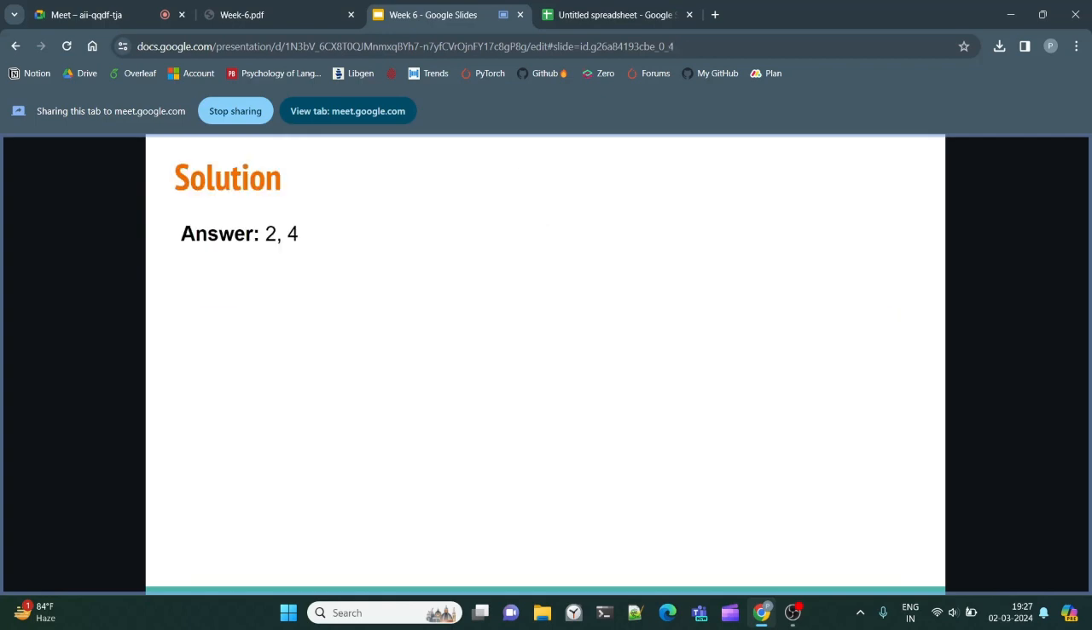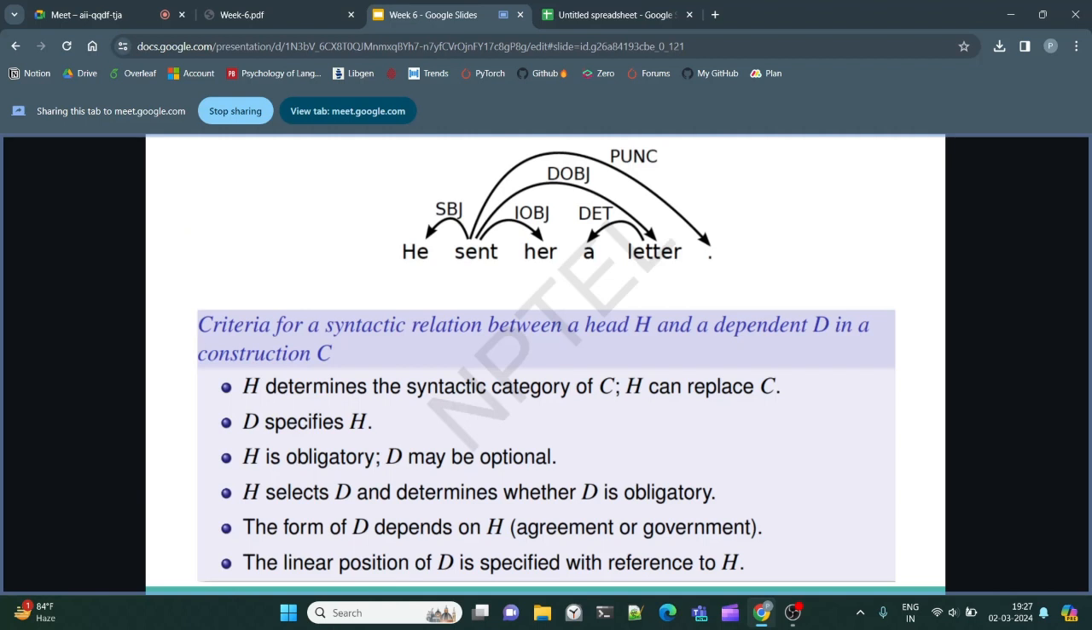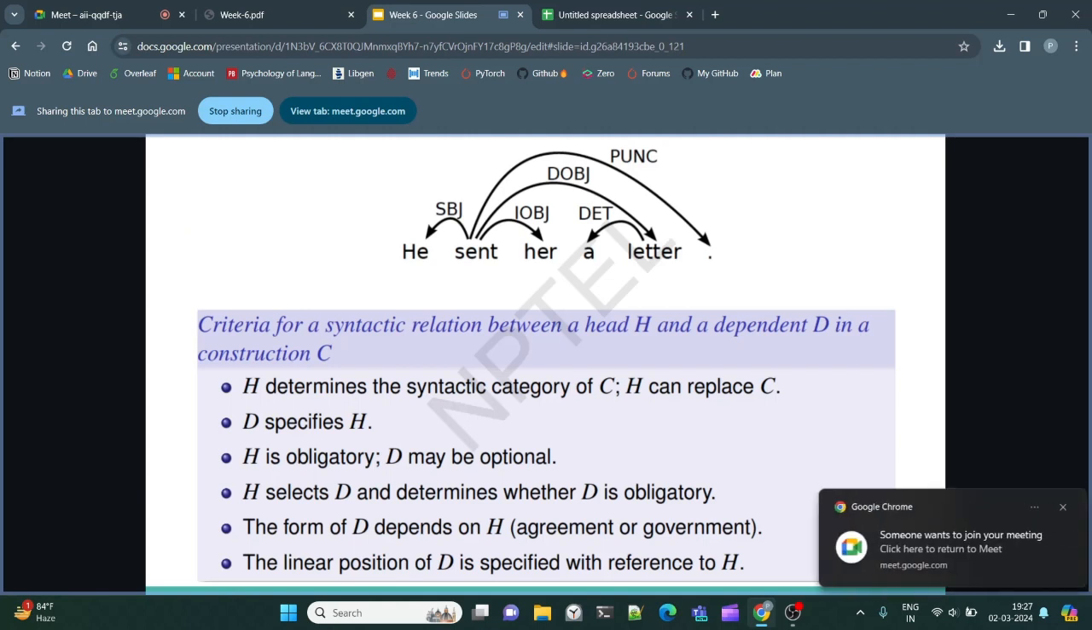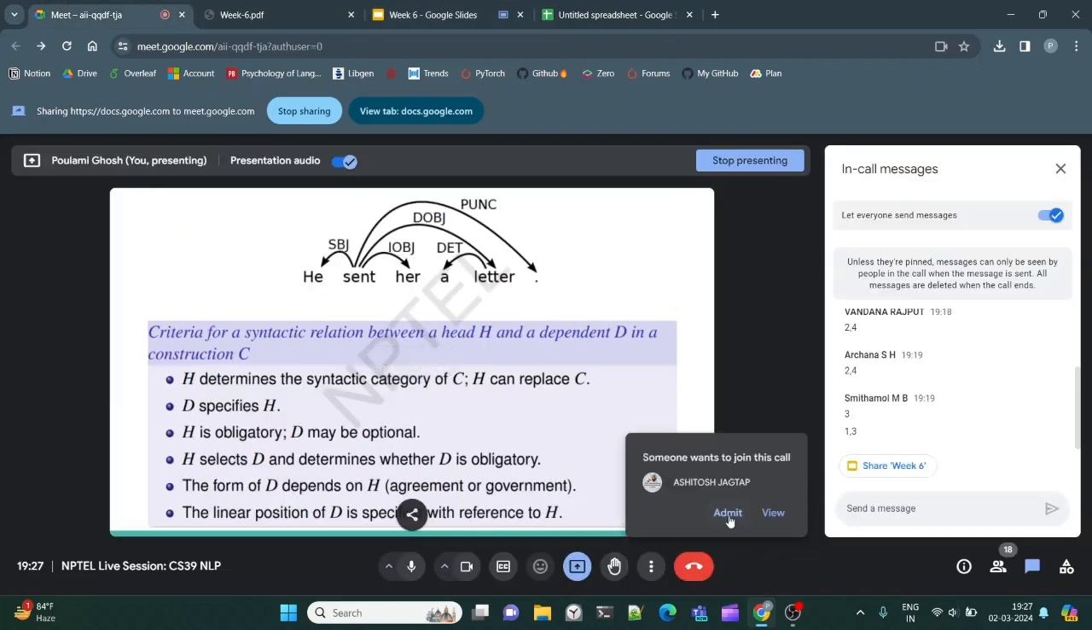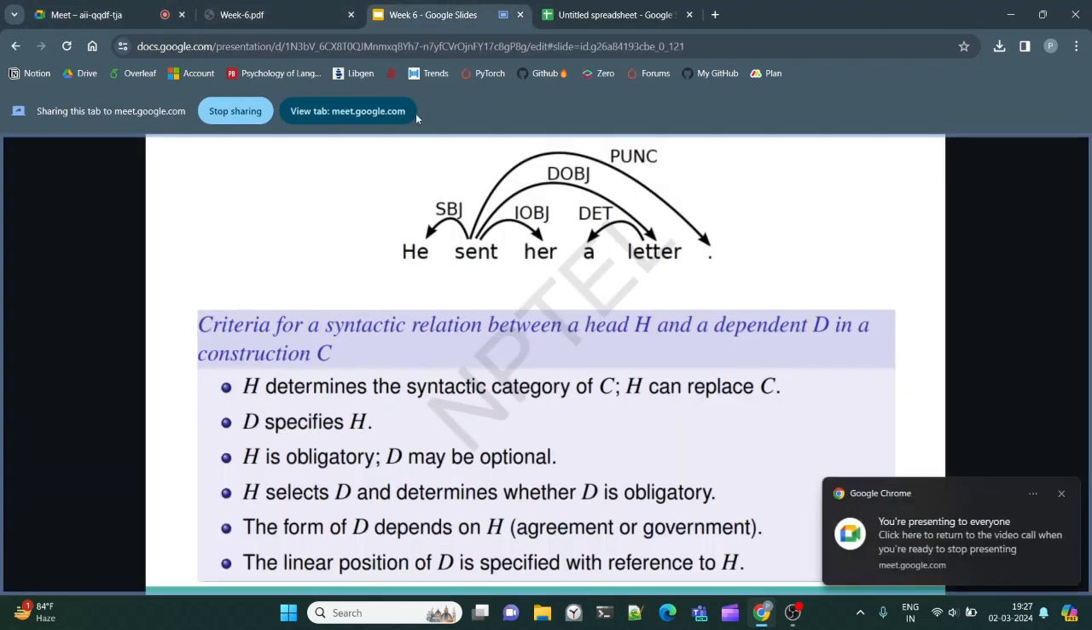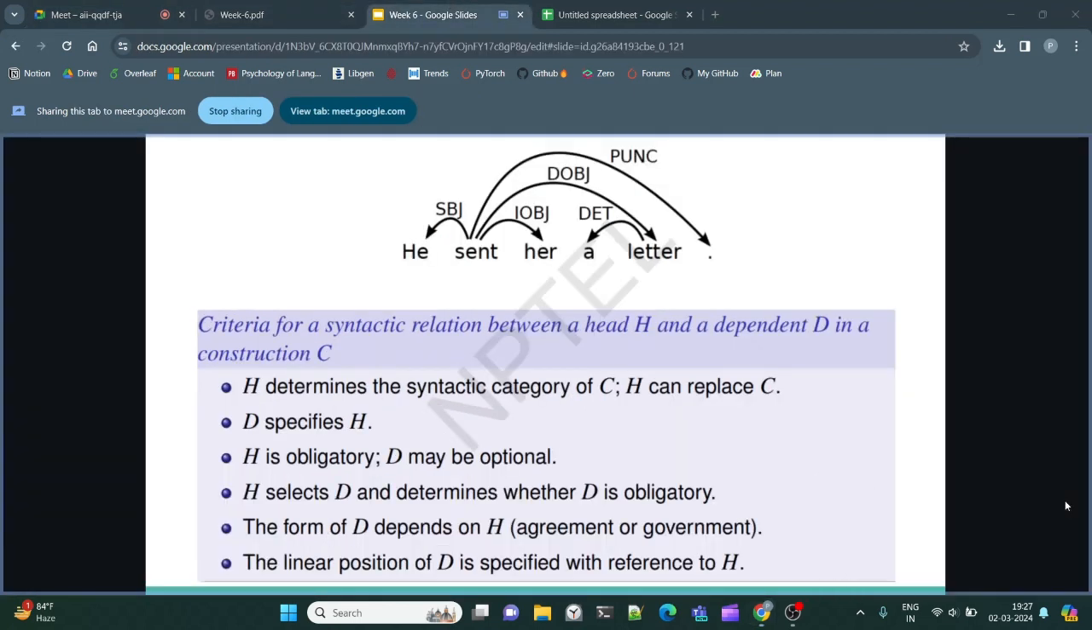Ma'am, I have a doubt. Yes. What is the difference between the fourth statement and the fifth criterion? Based upon the head, whether D is mandatory or optional, it is the same. And in the fifth statement also, the form of D depends on H. What is the difference between these two criteria?